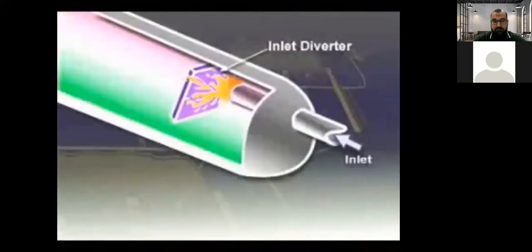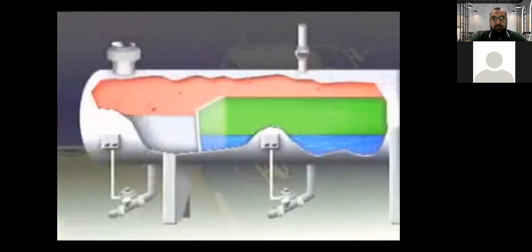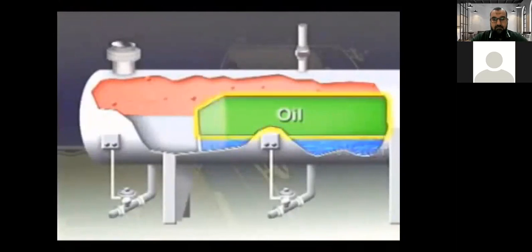In a horizontal separator, fluid enters the vessel and hits an inlet diverter. The resulting sudden change in momentum provides the initial gross separation of liquid and vapor. The liquid collection section of the vessel must provide sufficient time for the oil and emulsion to form a layer or pad above the free water.